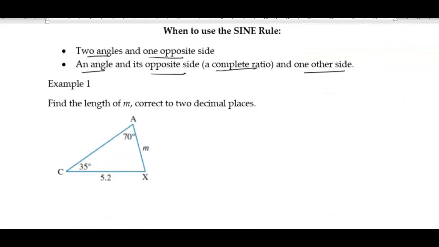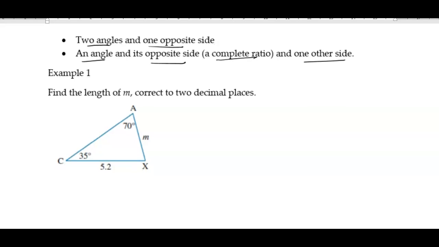So let's jump into the example first. In this particular question, they want us to find the length of m corrected to two decimal places. In this triangle, I have two angles, 35 and 70. I also have length 5.2, which is opposite to 70 degrees. So of the two points that we had written down for when we can use the sine rule, this question represents the first point. We have two angles and one opposite side, and we're trying to find a missing side.